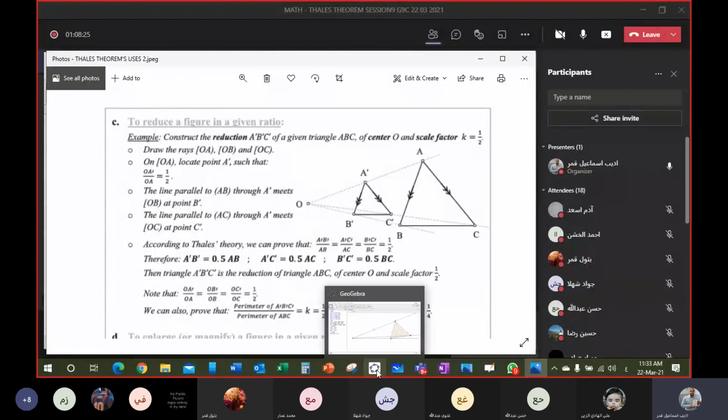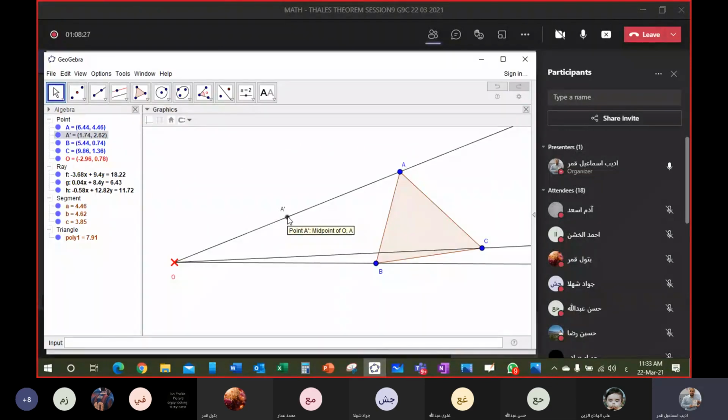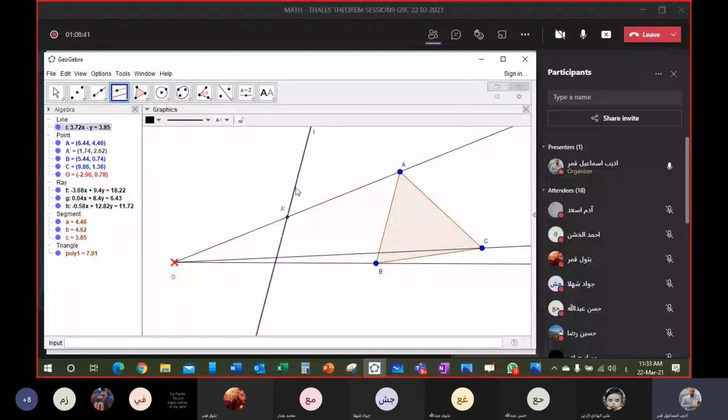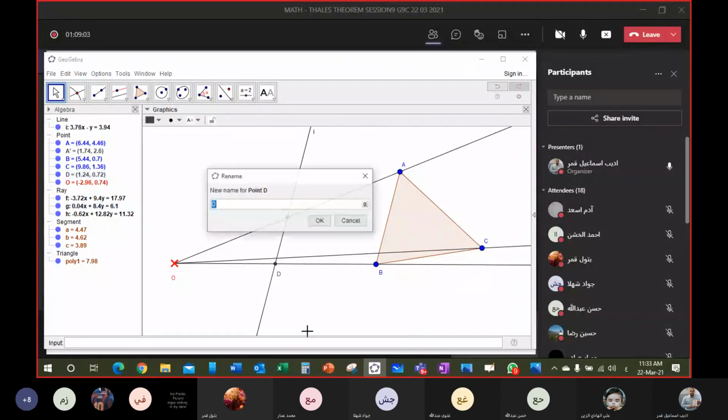We go to the figure, and through A prime, we take a line parallel to AB. This line passing through A prime and parallel to AB cuts the ray OB at B prime. This is the point B prime, we name it B prime.